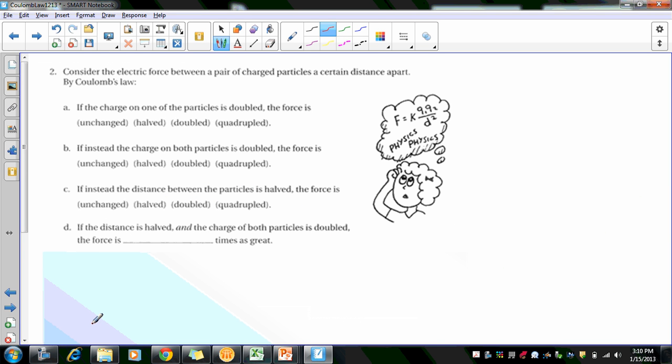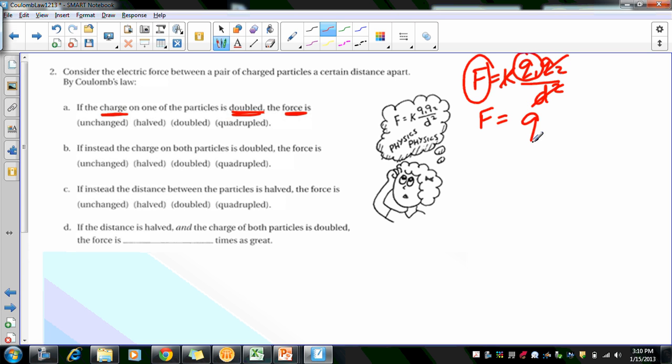So now let's look at a few more of these factor type problems. The charge on one of the particles is doubled. How does the force change? K Q1 Q2 over D squared. Okay, so now force and charge are changing. So one force, one Q. Everything else goes away. So the change in force is equal to the change in charge, which is doubled. So if you double a charge, you double the force.